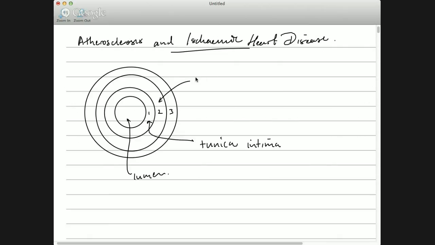Tunica media. So what's in the tunica intima? What's in the tunica media? In terms of what sort of cells, what sort of tissues? So in the tunica intima, you've got the endothelial cells, the endothelium. And what's below the endothelium? Your connective tissue and your smooth muscle. Well, smooth muscle in the tunica media. So it's your endothelium plus the basement membrane, and it's your tunica media that contains your vascular smooth muscle.